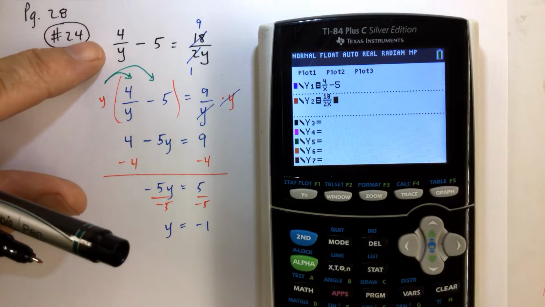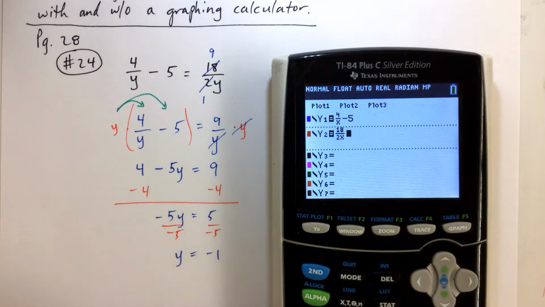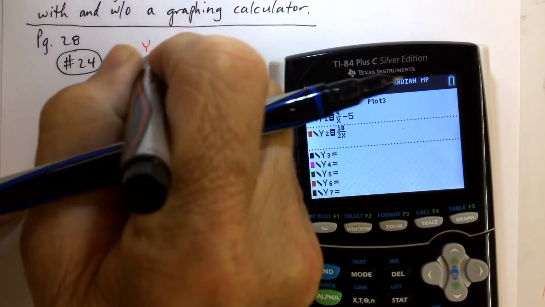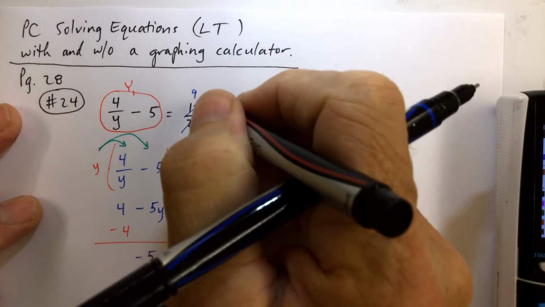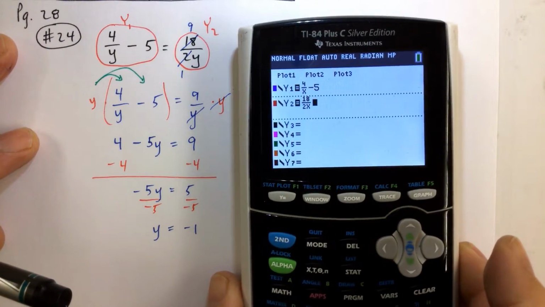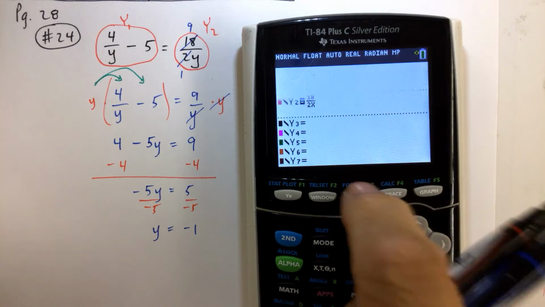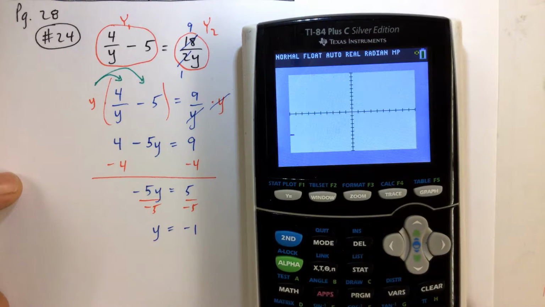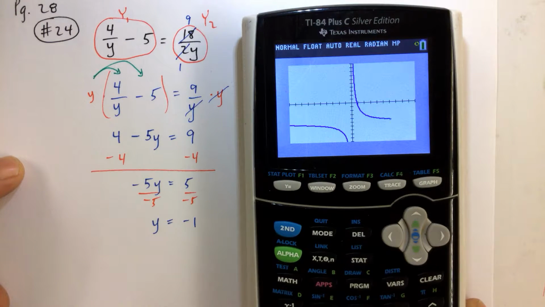So y1 is on the left, y2 is on the right, and let me actually label that. y1 is that whole side, and y2 is this 18 over 2y, and so that's exactly what we've defined. And we're going to go ahead and just hit zoom 6, and zoom 6 is zoom standard. That's the standard viewing window from negative 10 to 10 in both directions.